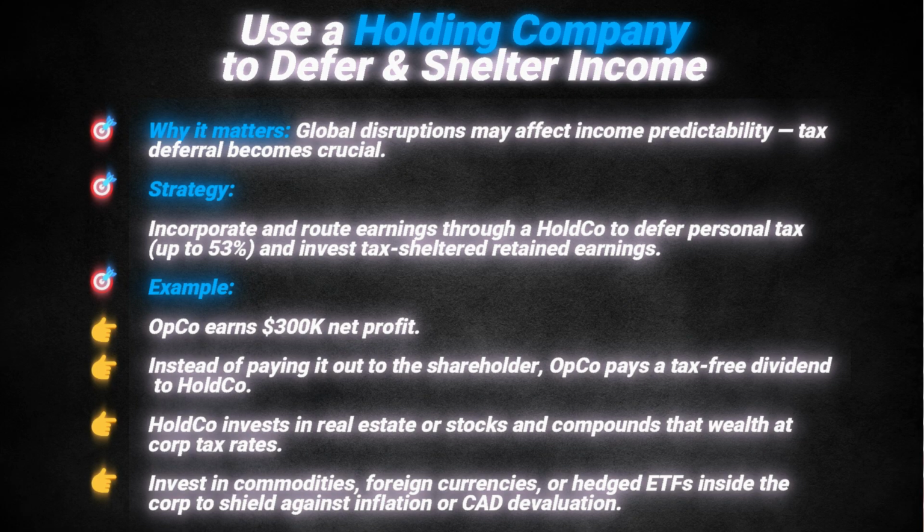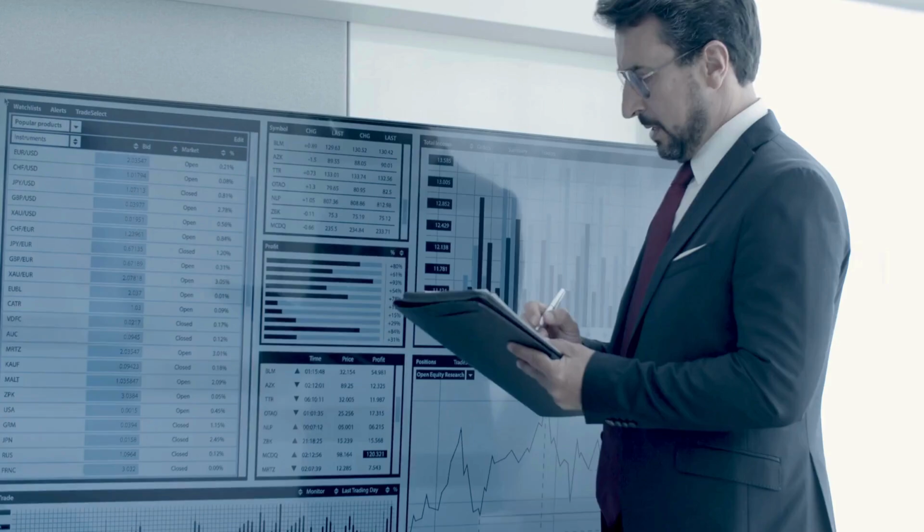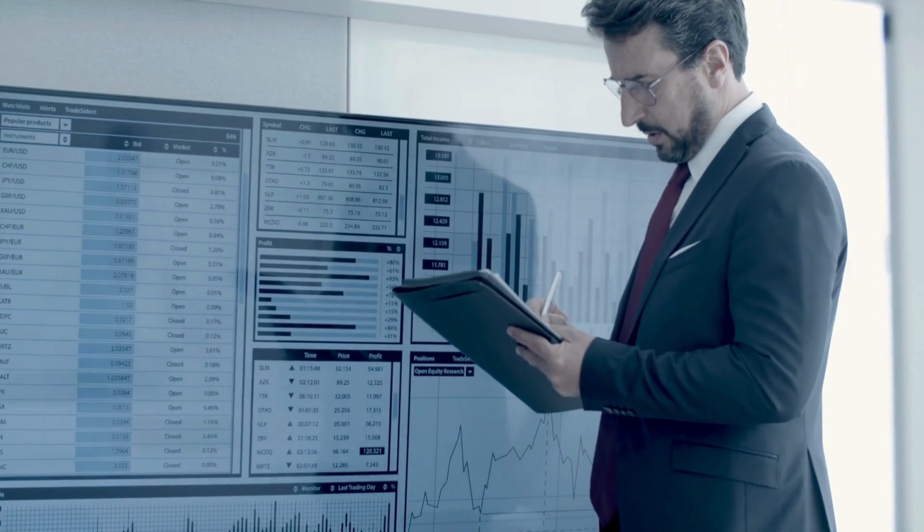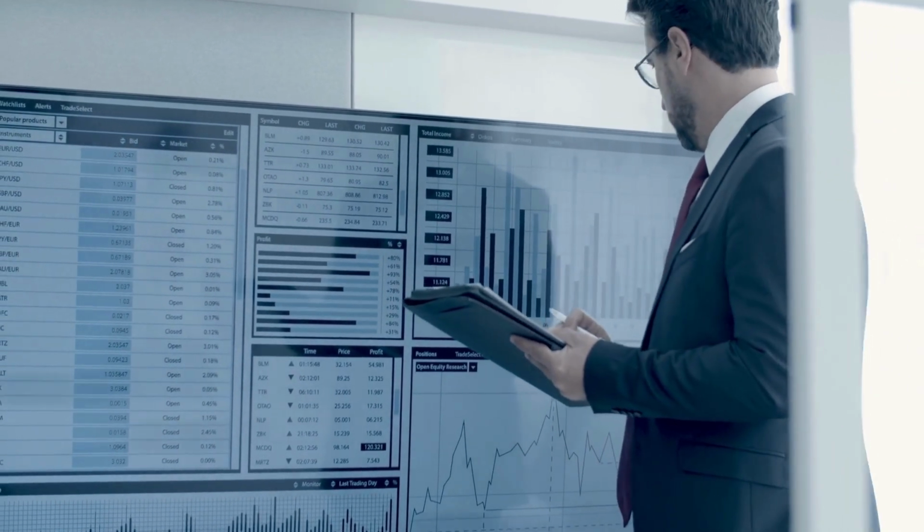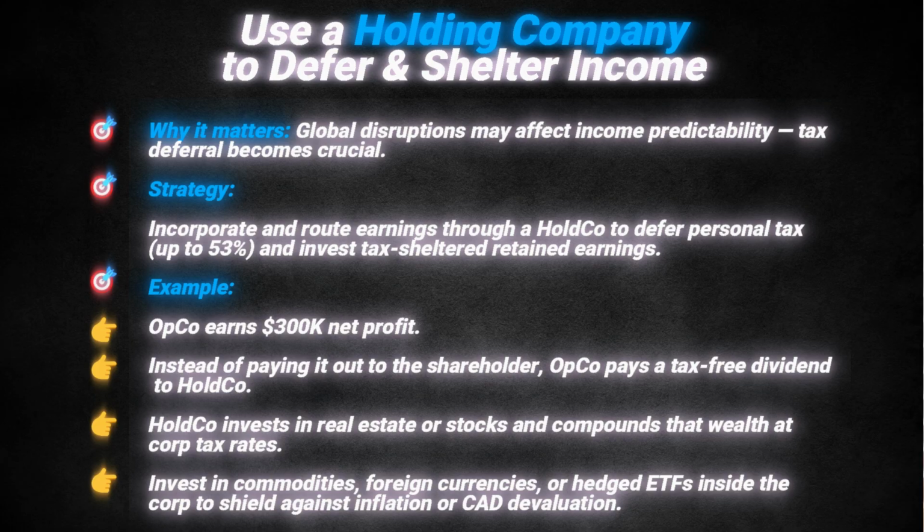So my suggestion is invest in commodities through the holding company to fight against the currency devaluation that is happening because of the trade war.